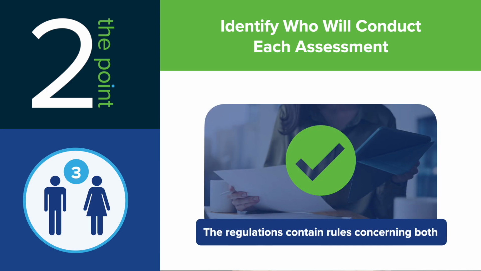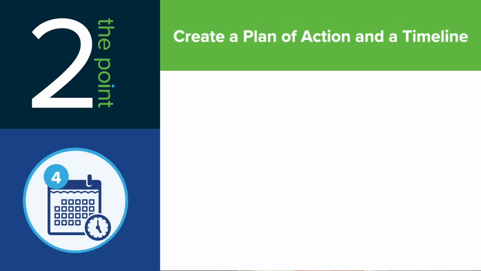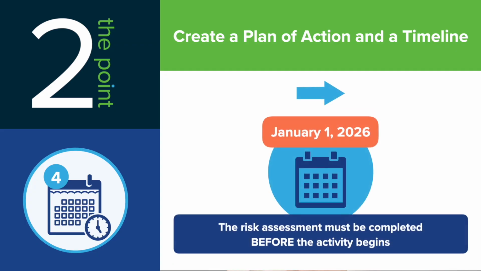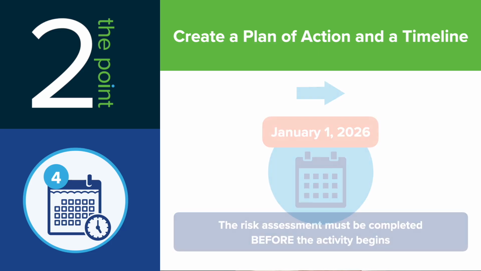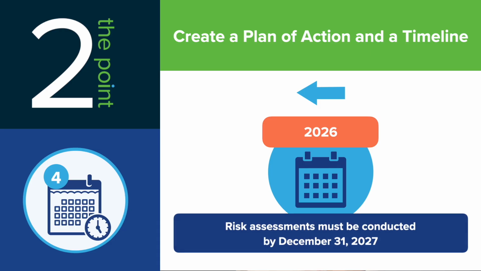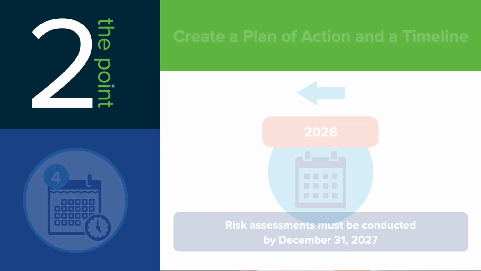The regulations contain rules concerning both. Fourth, create a plan of action and a timeline. For activities that begin after January 1st, 2026, the risk assessment must be completed before the activity begins. For ongoing processing that started before 2026, risk assessments must be conducted by December 31st, 2027.